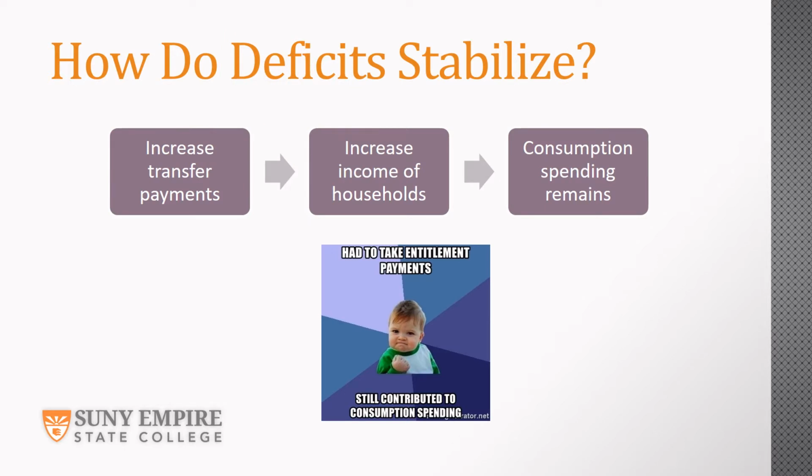The first is because the deficit is used to fund entitlement payments. By increasing these transfer payments, the income for households is increased. This allows consumption spending to remain at the pre-recession level for households down on their luck.